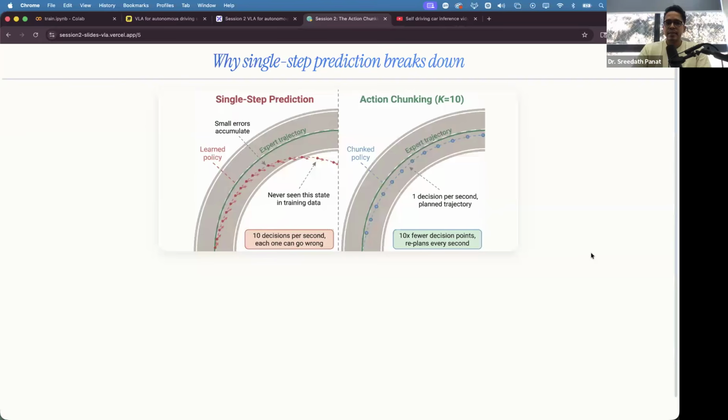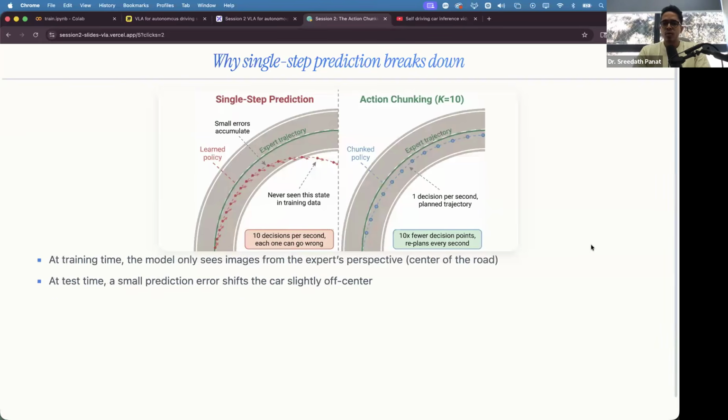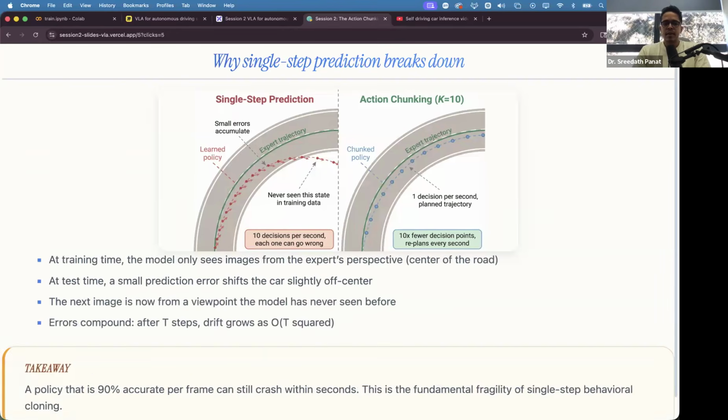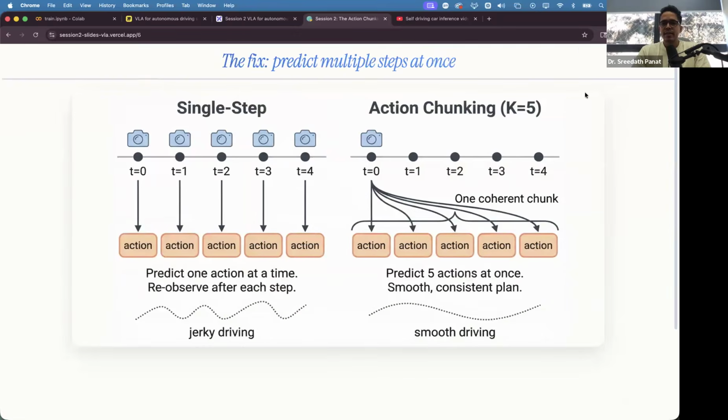Now, in the example which we are doing today, we will not be doing this overlap. It will be simpler than that. In action chunking, essentially, this is what we do: at each point of time, we are predicting the future. And because of that, there is smooth driving.